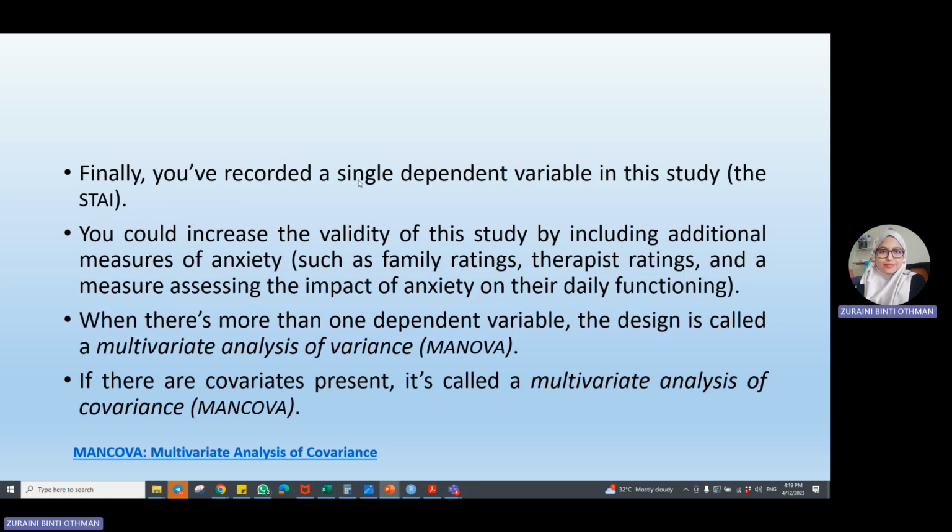And finally, you recorded a single dependent variable in this study, the STAI. Okay, you could increase the validity of this study by including additional measures of anxiety such as family rating. Okay, we want to know another thing, which is family rating, therapist rating, and a measure assessing the impact of anxiety on their daily functioning. Okay, when there is more than one dependent variable, the design is called multivariate analysis of variance, which is MANOVA. If covariates are present, it is called multivariate analysis of covariance, MANCOVA. Okay, the explanation you may find here.